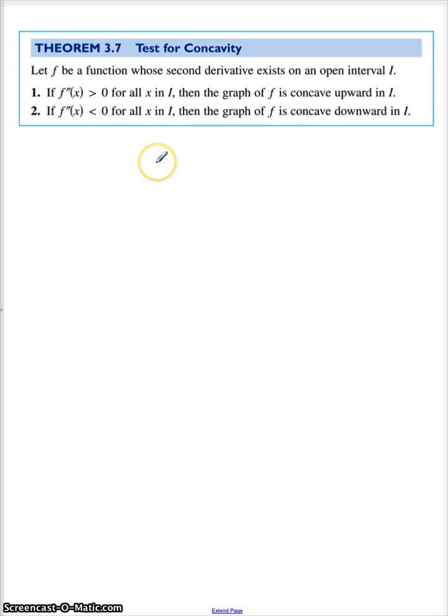Would you like a little hint when you're looking at a graph to determine whether it's concave up or concave down? Okay, if you look at the function and it makes a smile, it's concave up. If you look at the function and it makes a frown, it's concave down.